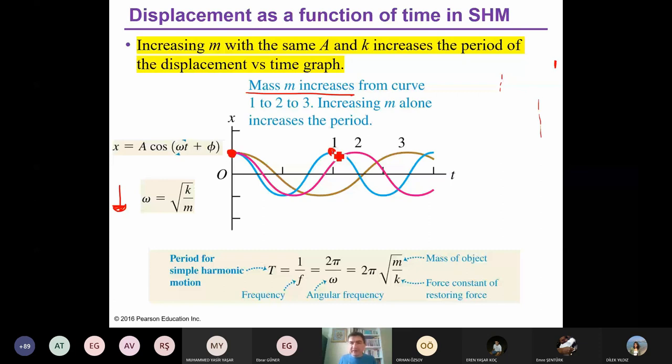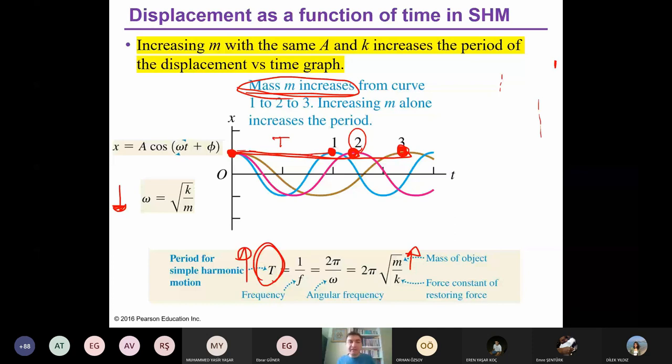So look at the second curve. Period is increased. Look at the third curve. Period is increased. Why? Because we have increased the mass. If you increase the mass of the object in simple harmonic motion, then you increase the period. So this is the relation between mass and period, mass and displacement. Do you have any question here?